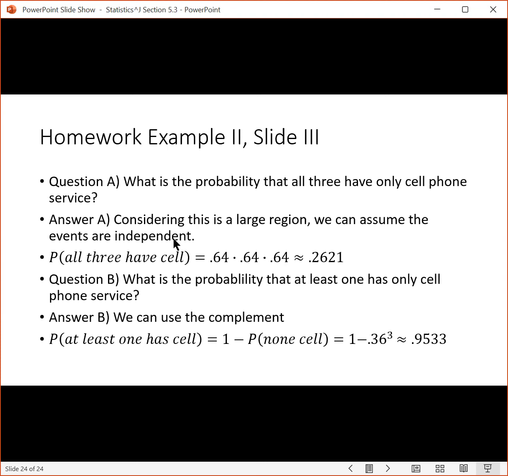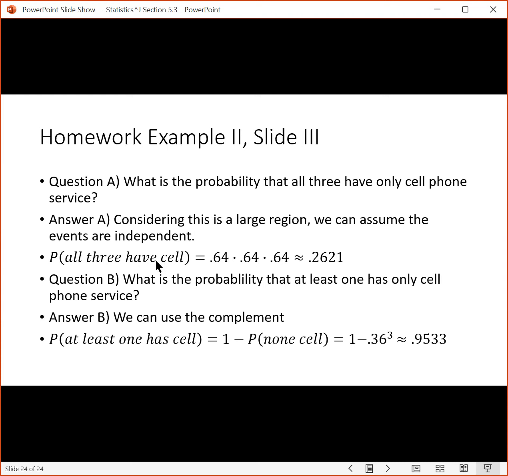Okay, and so the reason that we can transition from the probability that all 3 have cells to just multiplying the probability of each one individually having a cell is because they're independent. And one other thing here just occurred to me while I'm looking at this slide.